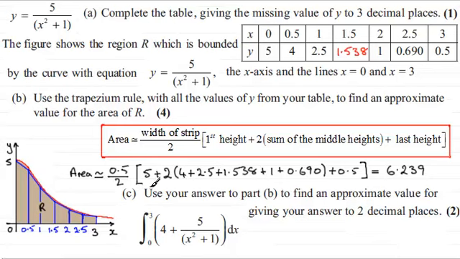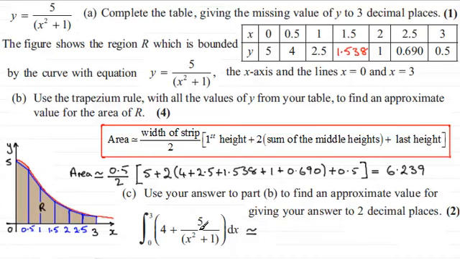Now in part C, we've got to use the answer that we found in part B, 6.239, and find an approximate value to this integral, giving your answer to two decimal places for 2 marks. So again, if you'd like to have a go at this, I'll give you a moment just to pause the video. Okay, welcome back then if you had a go. Now, for this integral, we can't work out the exact value, it's only going to be an approximate value if we use the answer to part B.